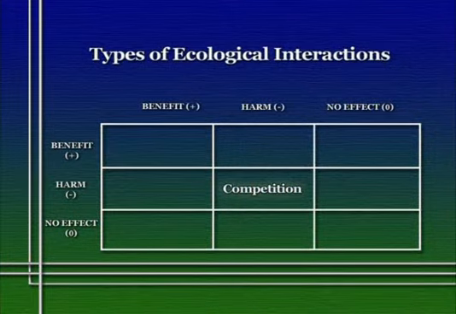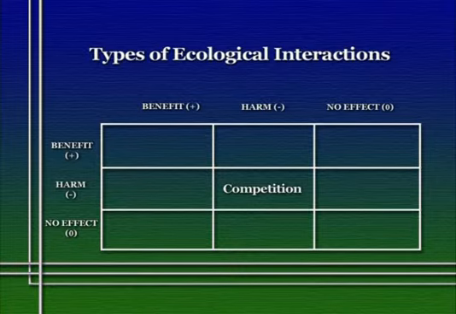Let's consider the case, for example, in which two species interact in a way that is actually harmful to each other. In other words, the presence of two species in an area actually is detrimental to each of those two species. This type of interaction we call competition. And it occurs most commonly when two species do use some of the same resources, and those resources are limited.